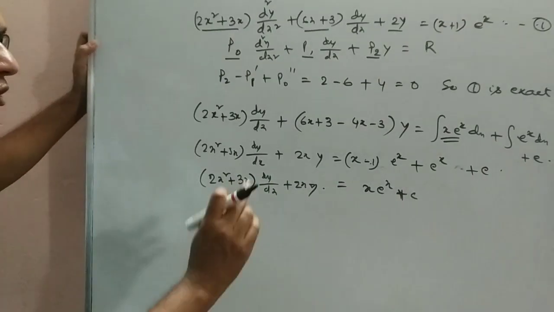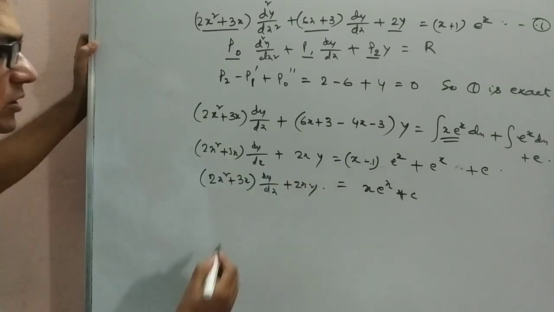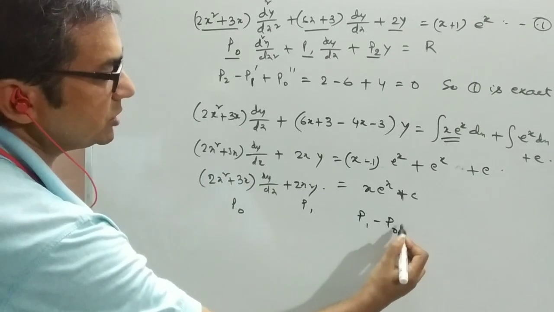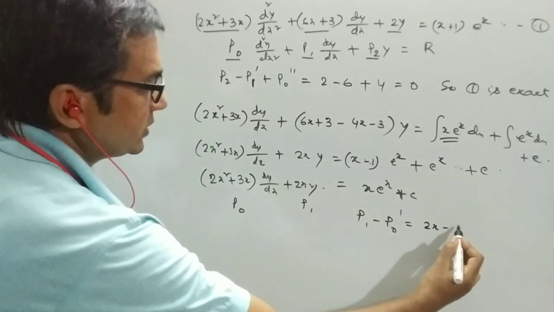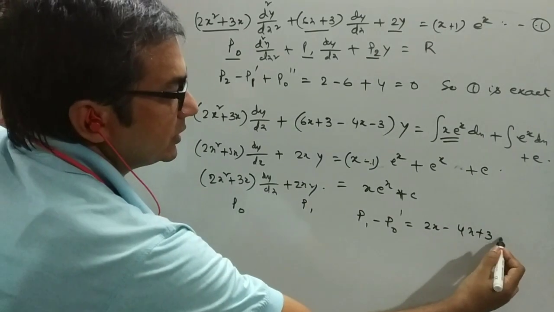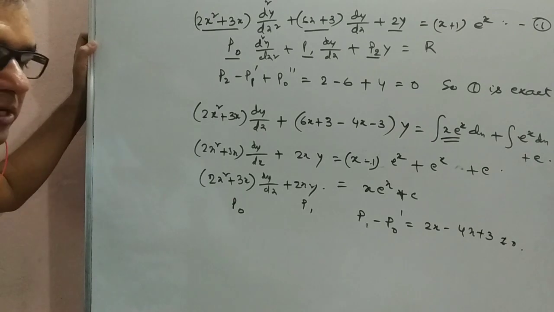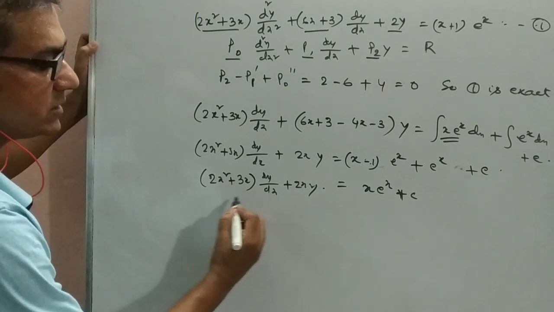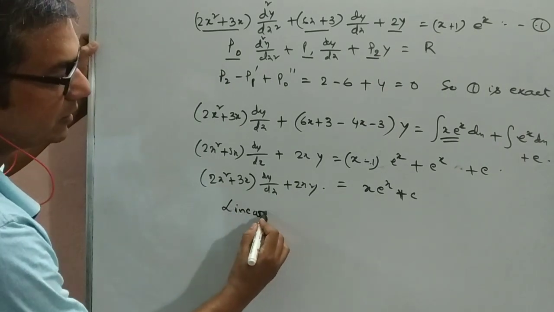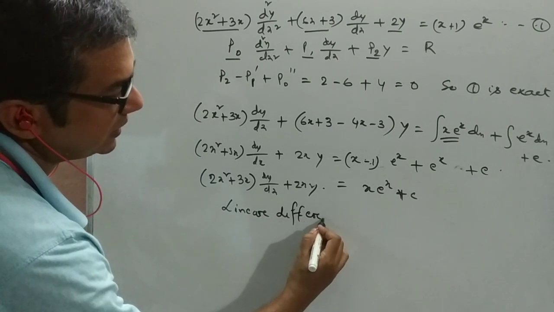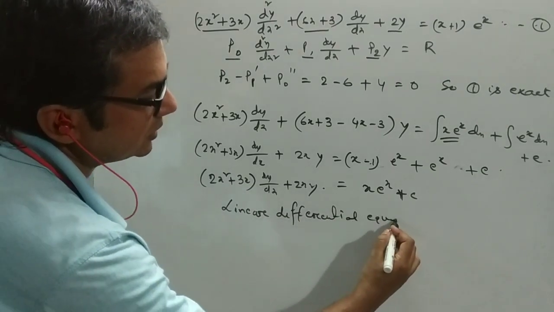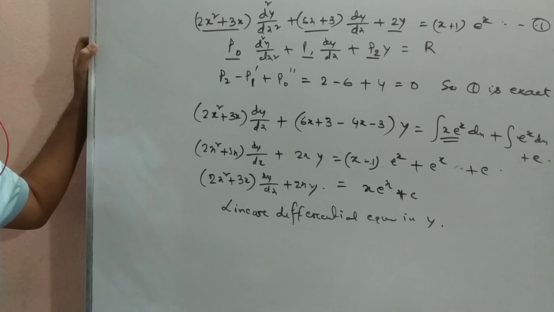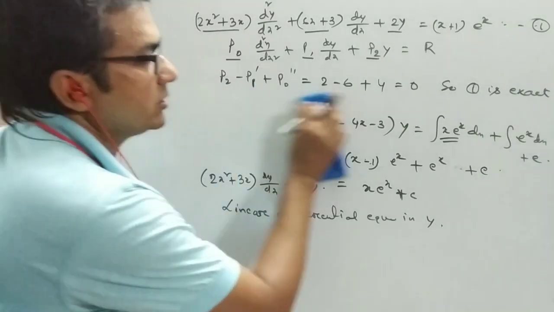Now here we also let this is P0, this is P1, but P1 minus P0 dash equal to 2x minus 4x plus 3 not equal to 0. So this is not exact. And in this case, this is a linear differential equation in y. So we can solve this type of problem. Okay, now we consider another example.